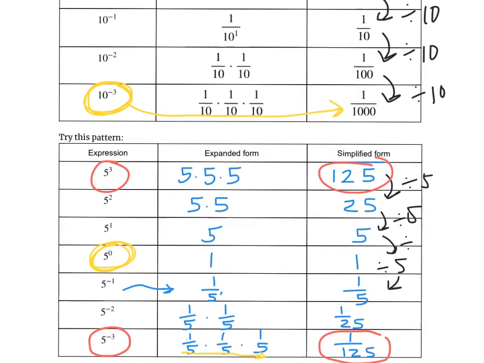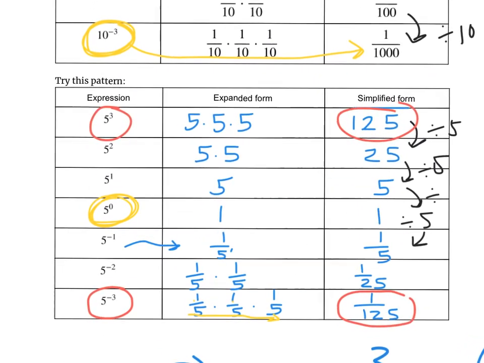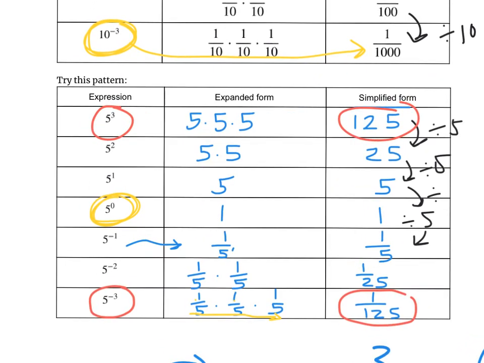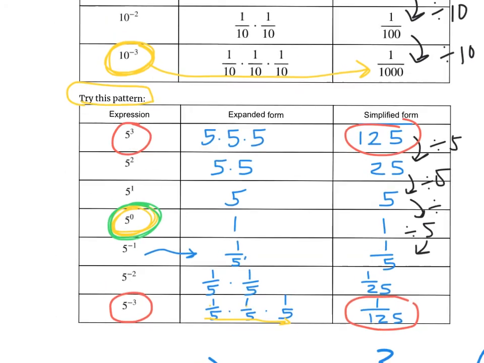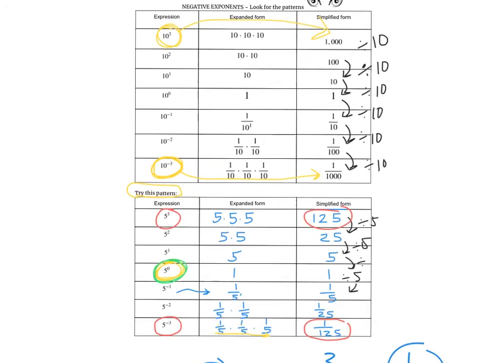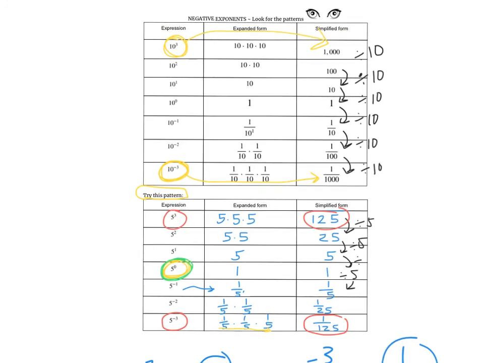Okay, so hopefully you start to begin to see the pattern and why it works, and also just reinforce that anything to the 0 power is 1. Patterns are everywhere in math, and we especially see them with our negative exponents. Always be looking.